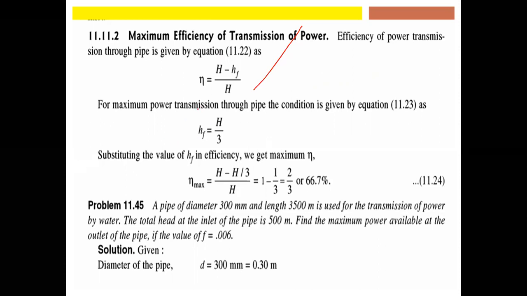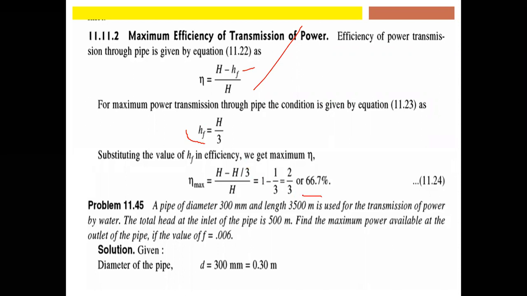For the maximum transmission through the pipe, the condition is given by the equation. We know that HF is equal to H by 3. Substituting the value of HF in the equation, we get efficiency is equal to (H minus H by 3) by H, that is equal to 66.7%.